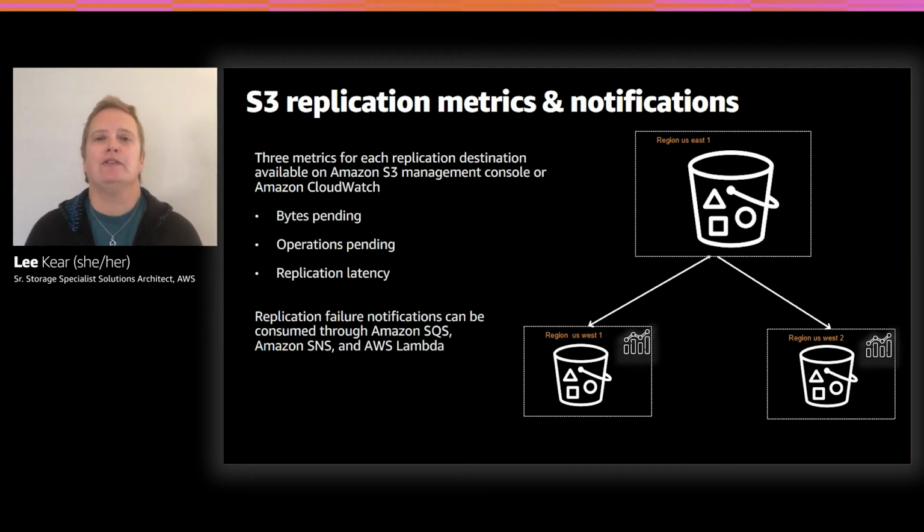You can also receive replication failure events to quickly diagnose and correct any issues. Replication failure notifications can be sent to Amazon SQS, Amazon SNS, and AWS Lambda. So we've satisfied the requirements for cross-region replication, where we enabled cross-account replication with object ownership override to protect against rogue actors, and we enabled S3 replication metrics to see how quickly the objects are being replicated.